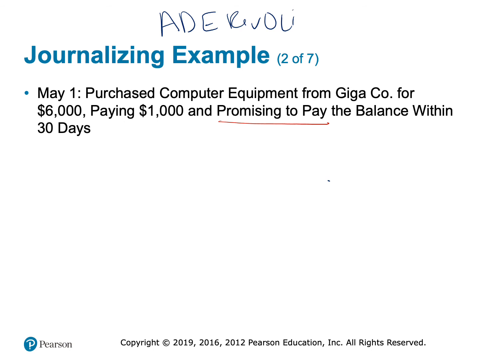Now, I'm only crediting cash for $1,000, but remember I bought equipment for $6,000, so I've got a debit to equipment for $6,000, a credit to cash for $1,000. That means I need another credit to balance this out, so that credit would be to accounts payable. Accounts payable is a liability. Liabilities have a normal credit balance. I have more debt now than I did before, so I want to credit accounts payable.